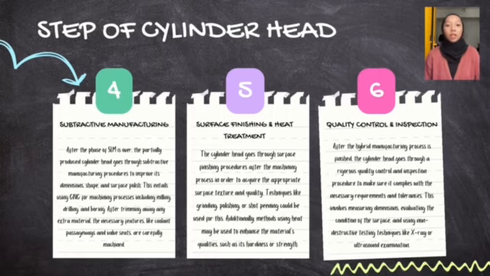Step six, quality control and inspection. After the hybrid manufacturing process is finished, the cylinder head goes through rigorous quality control and inspection procedures to make sure it complies with the necessary requirements and tolerances. This involves measuring dimensions, evaluating the condition of the surface, and using non-destructive testing techniques like X-ray or ultrasound examination.